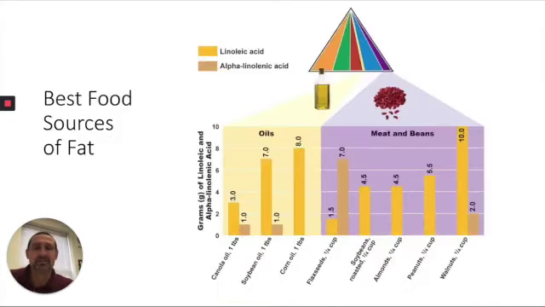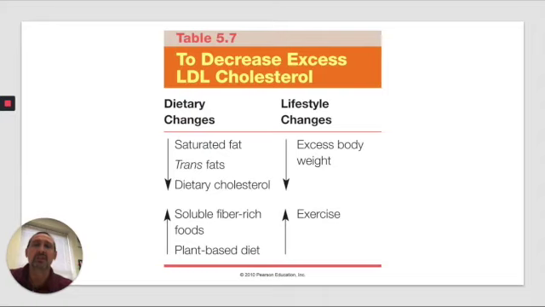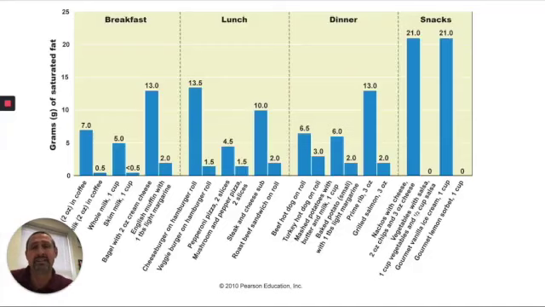Here's a little chart that shows some good sources of fat. Things like canola oil are good, and some nuts, like walnuts, are good to eat to get a good source of fats. Omega-3s or fish oils are the best fats to eat, then polyunsaturated fats are the next best. Monounsaturated are good, butter is not so great, and trans fats are the worst. If you have a problem with cholesterol, then it's dietary and lifestyle changes, like losing some extra weight, eating more plant-based foods, and incorporating better fats into your diet.